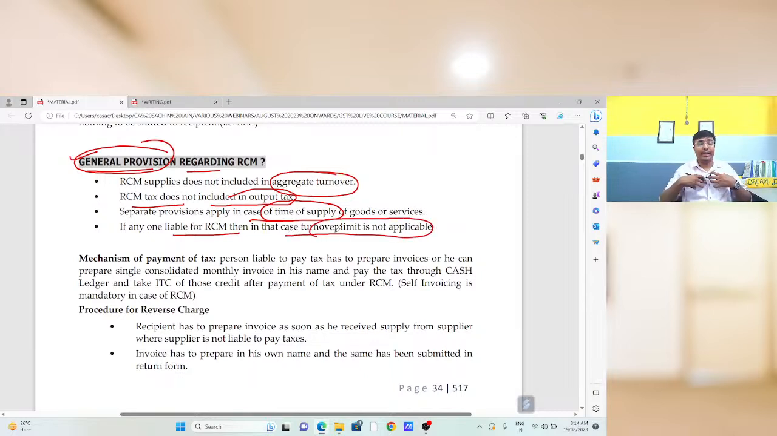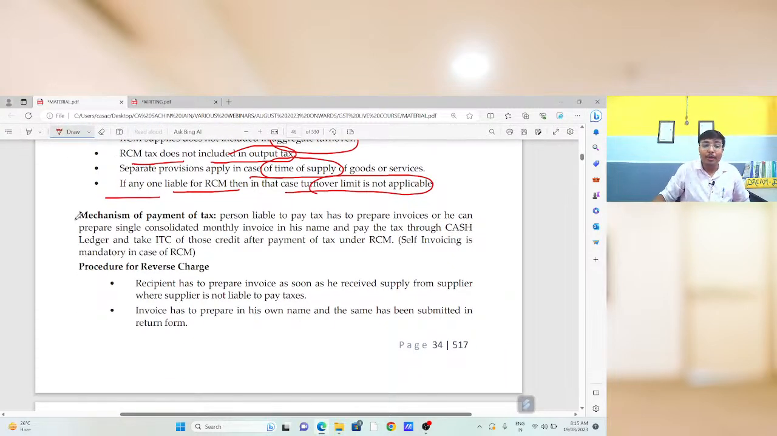Suppose I need to take the GST number when my turnover exceeds the specified limit, that is 20 lakh rupees, 40 lakh rupees, or whatever the limit is as per the states. But if I am falling under the list mentioned under section 9, subsection 3, in that case I need to take the registration, whatever the amount of my GST turnover. There is no effect of GST turnover.